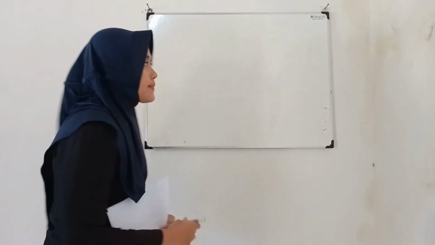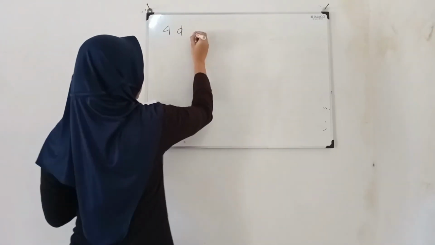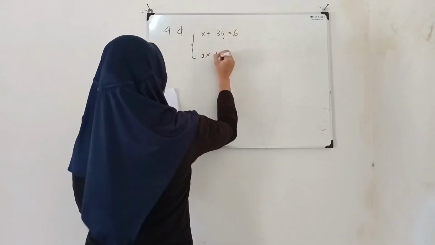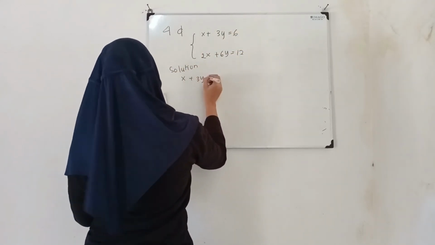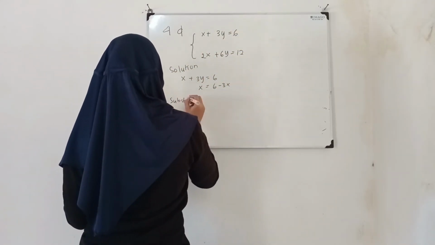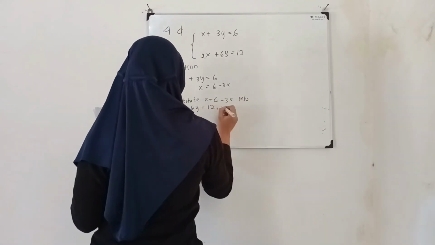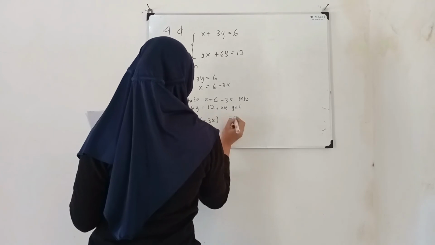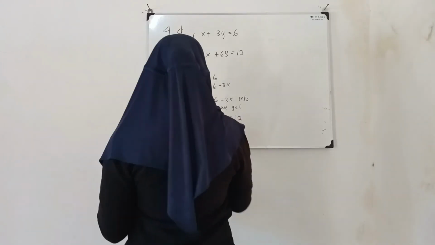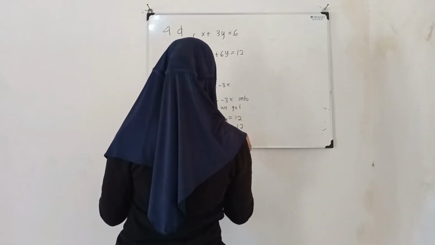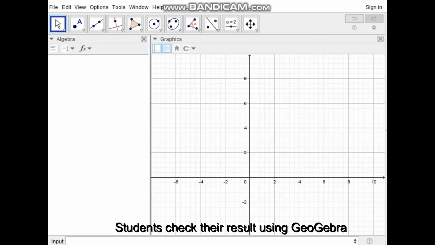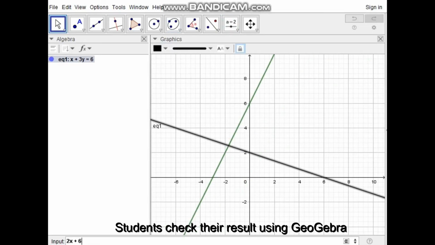Okay guys, we will continue with number 4, point D. So the two variable linear equation system has an infinite set of solutions.